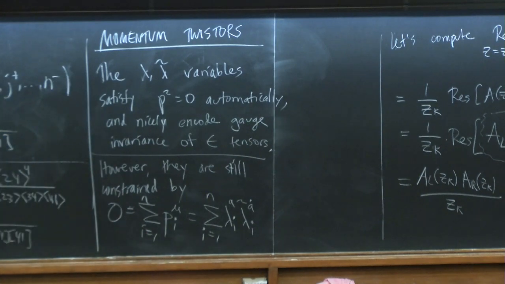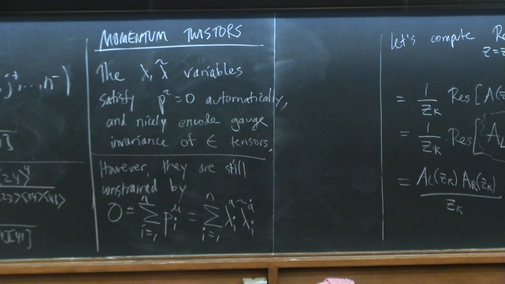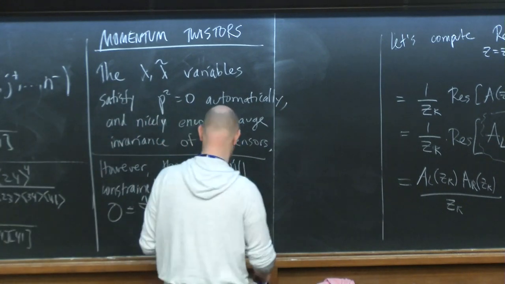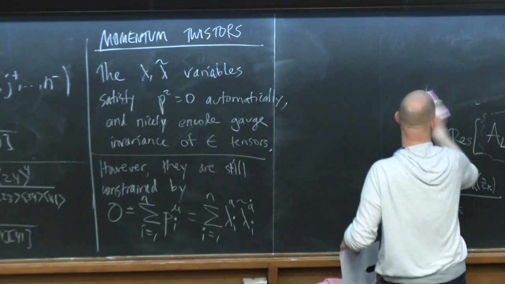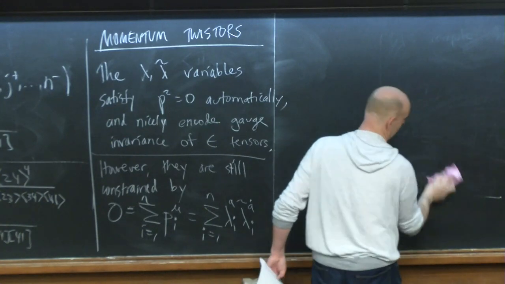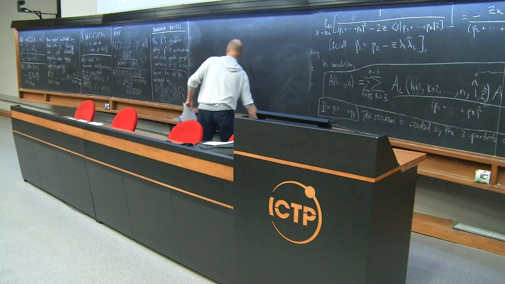So again, going back to this example, it certainly is not true that this is identically equal to that. No, that's not what we're saying. What is true is that this is equal to this on the locus where momentum conservation is satisfied. So what we would like to do now is to adopt a new set of variables which trivializes this momentum conservation relation. So the first step in that construction is to define what we call dual variables, or region momenta.